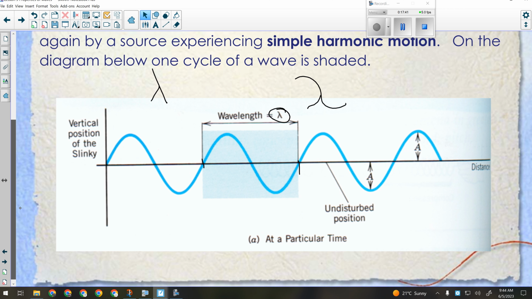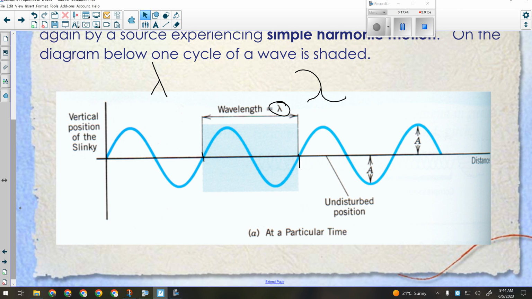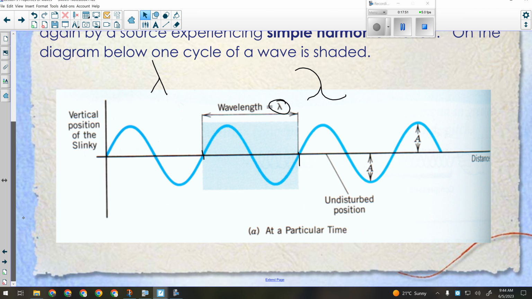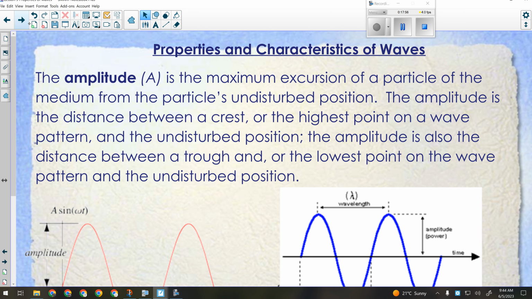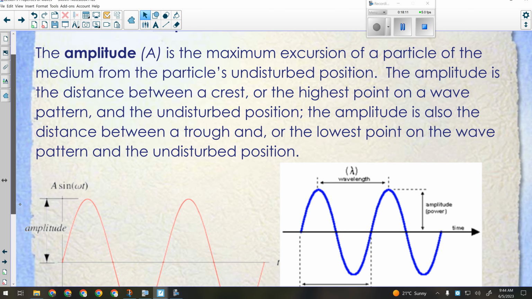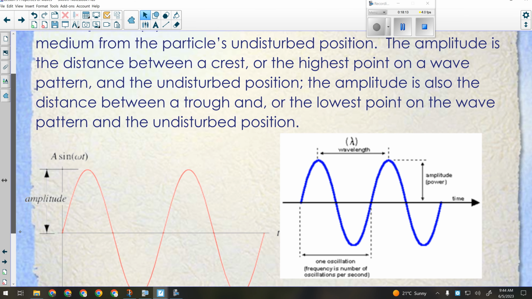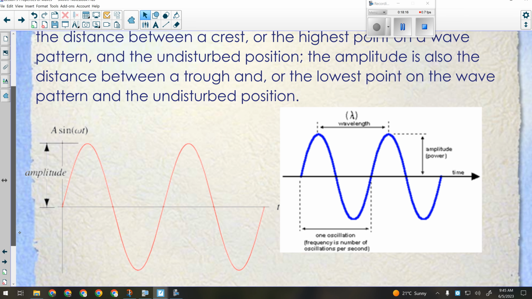Okay, amplitude: you have an amplitude that's up or down, or in a longitudinal wave, forward or backward. So just make sure you're aware of those terminologies, because they still apply here. Like I said, amplitude is still the maximum excursion of a particle of the medium from that particle's undisturbed position. It is a measure of the energy of the wave as well. So it's the distance between crest and equilibrium, or trough and equilibrium, for both of those.